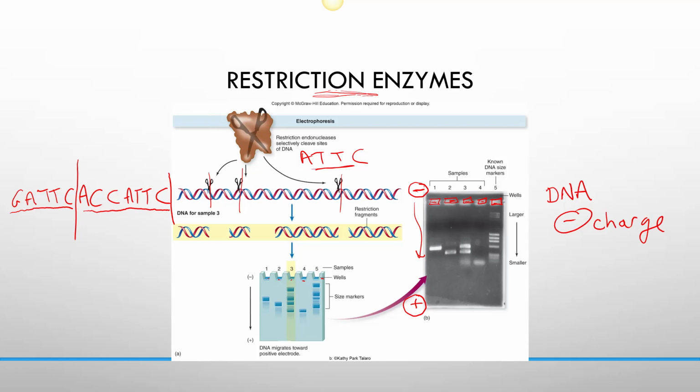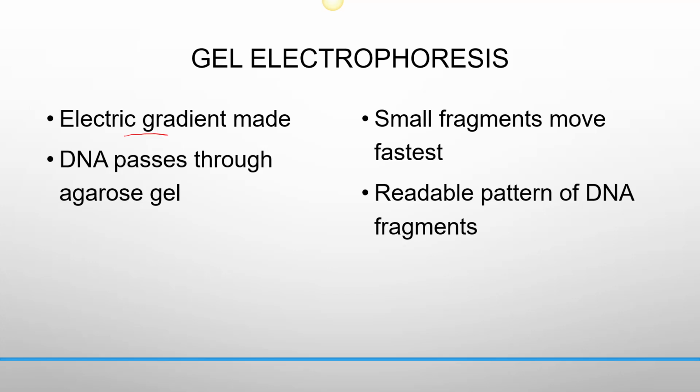Now with DNA, the smaller the size band, the faster it can move through this gel material. So larger bands are going to be higher up in the gel, and smaller bands make their way through faster. So DNA passes through the agarose gel, small fragments move the fastest, and then it leaves a readable pattern of DNA fragments. We can use this for a lot of different techniques, and in molecular diagnostics you talk about a lot of those techniques. But I'll just give you a quick example of a paternity test.